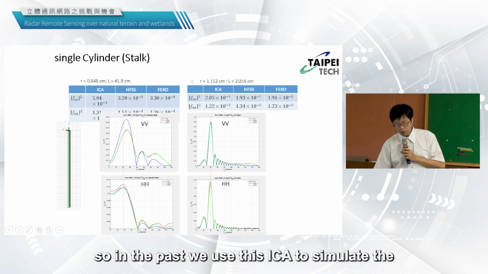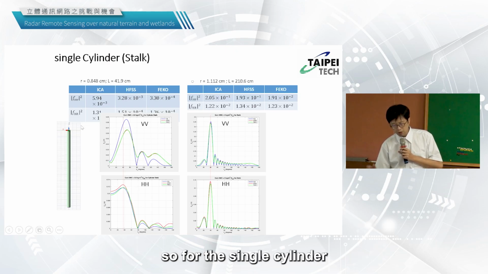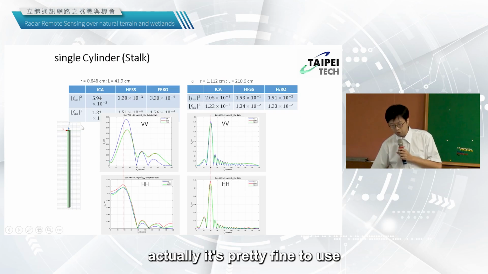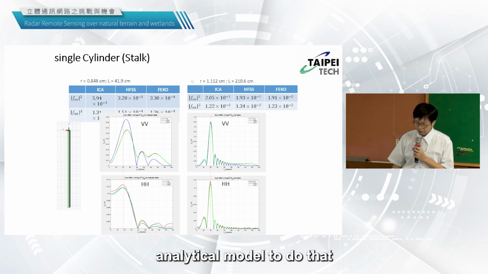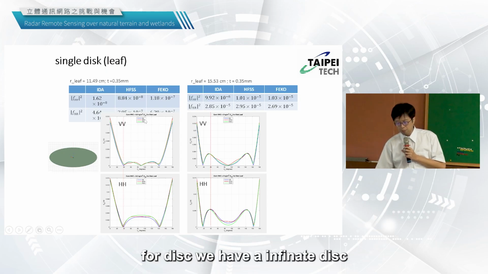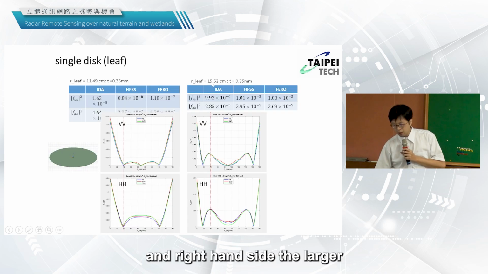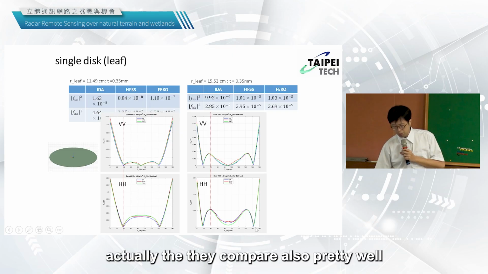So in the past, we used this infinite cylinder approximation to simulate the cylinder. Now we confirm this with commercial software. So for the single cylinder, it's actually pretty fine to use the analytical model. Similarly for the disk, we have an infinite disk approximation, an analytical solution. So this is the bistatic comparison, on the left-hand side the smaller disk, and on the right-hand side the larger disk with larger radius. Actually, they also compare pretty well.